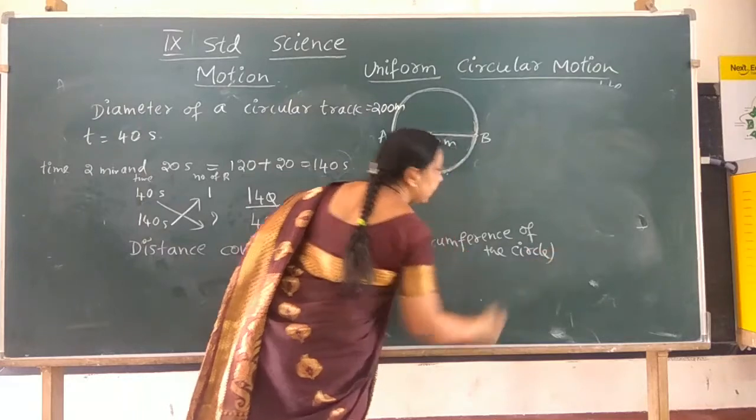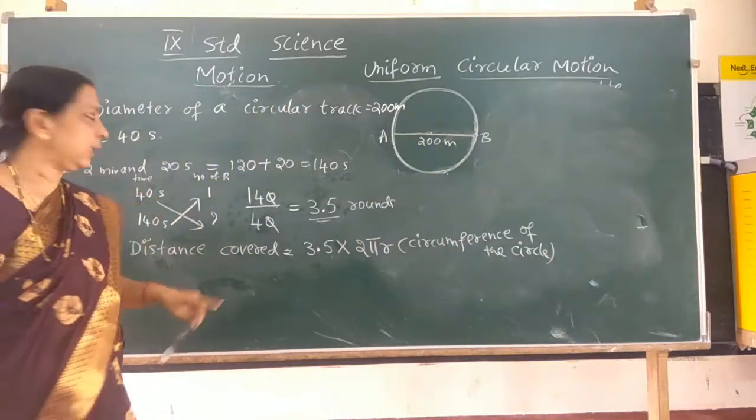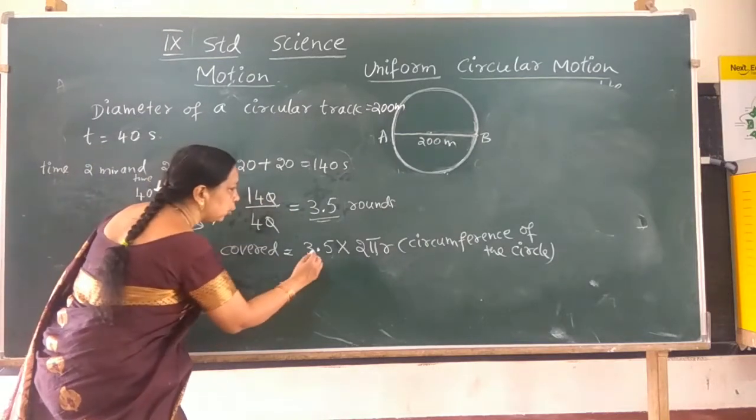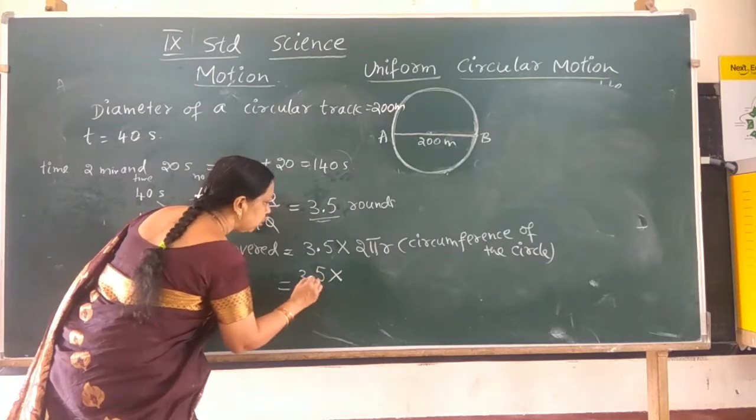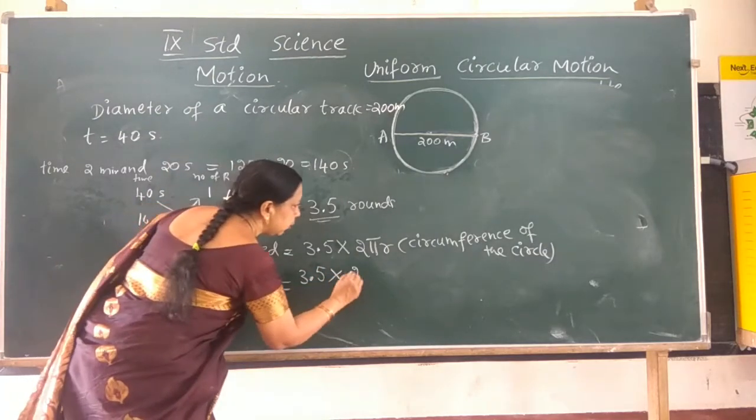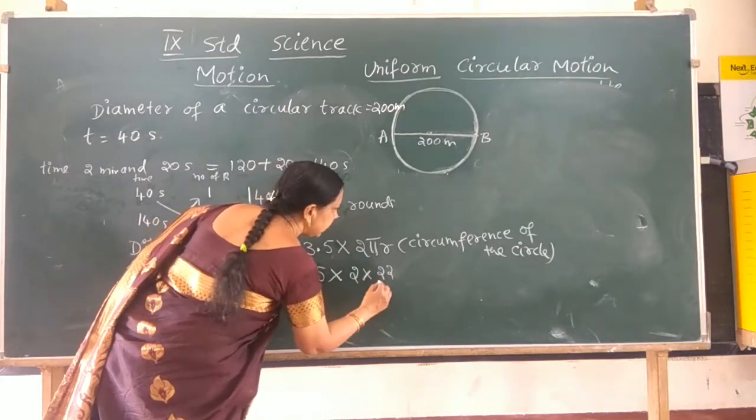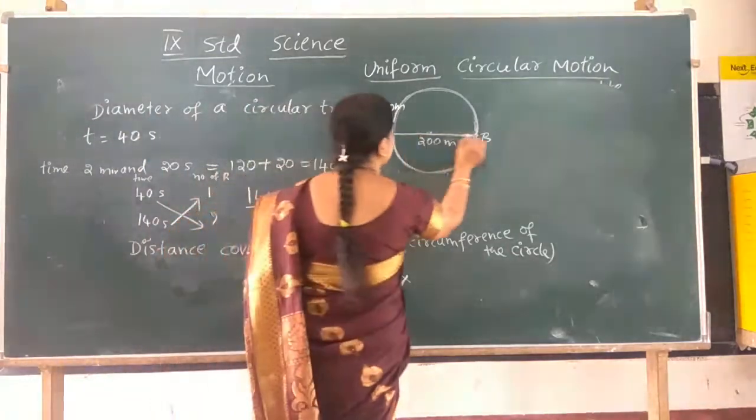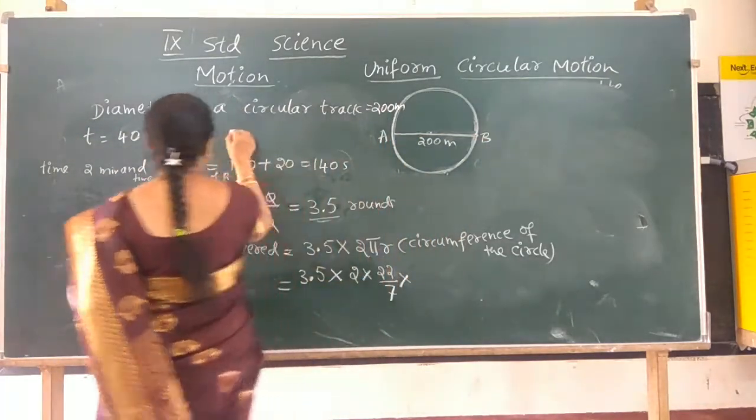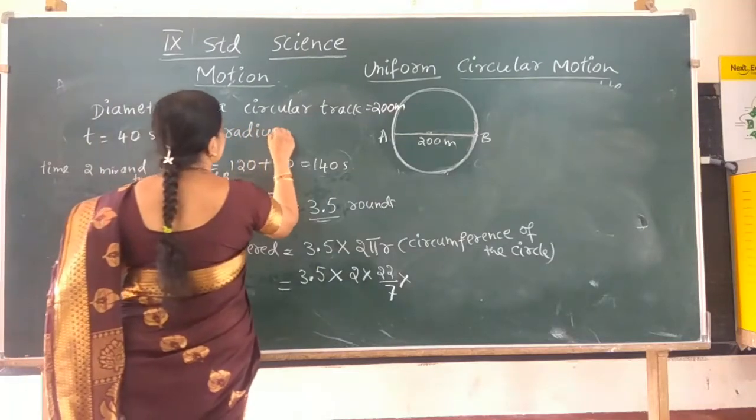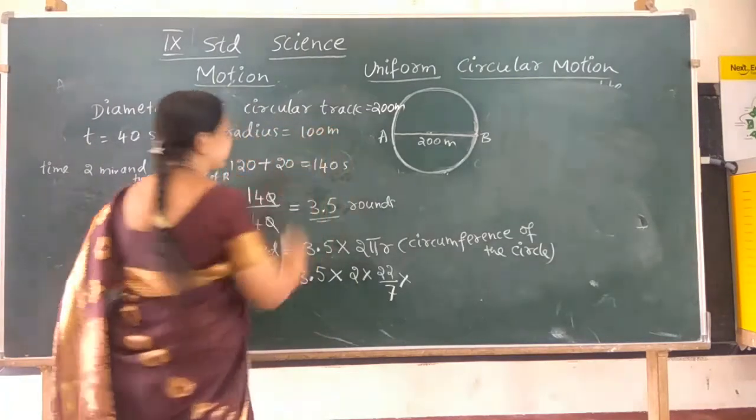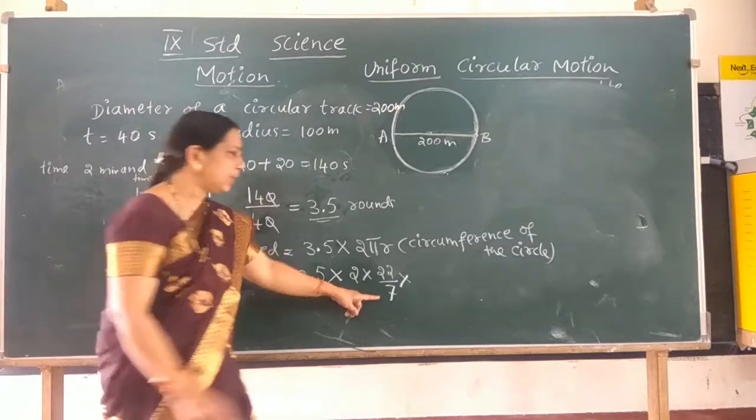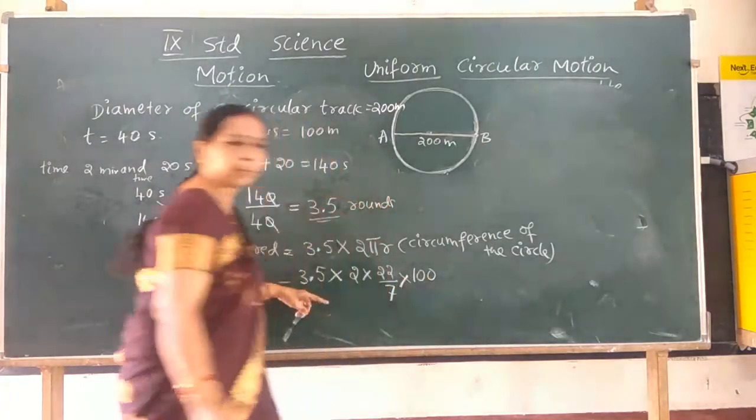Here he has to cover 3.5 rounds in 140 seconds. How do you find the distance covered? That is equal to 3.5 into pi value, you know what it is? 2 into 22 by 7 into r. See here, diameter is given, 200 meter. So what is the radius? Half of it. Radius is nothing but 100 meters. So 3.5 into 2 into 22 by 7, pi into r, r is 100 meters.